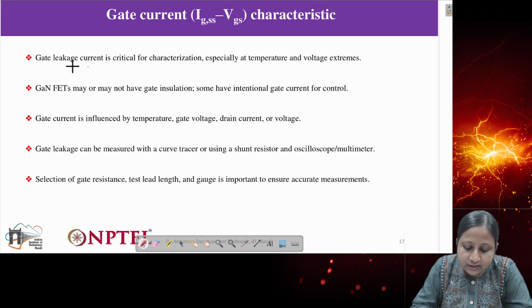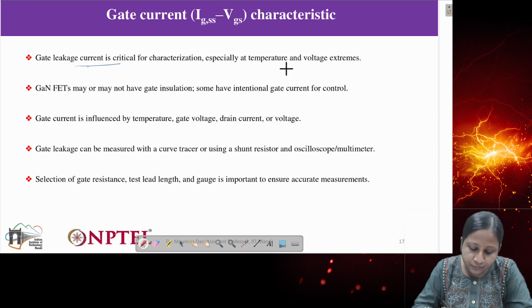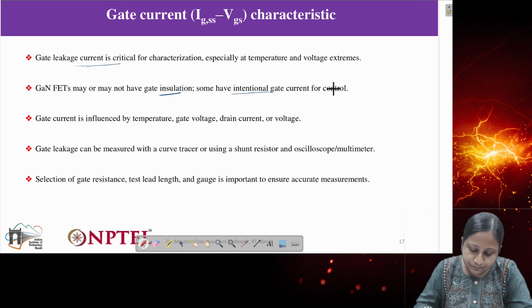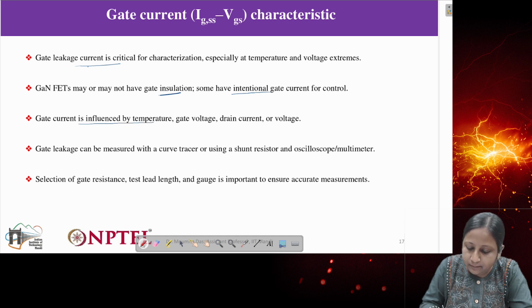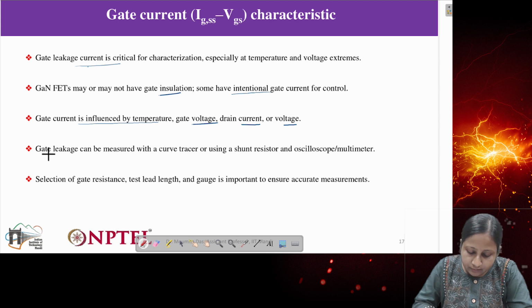So the gate leakage current is very critical for characterization, especially at temperature and voltage extreme points. How much it will change, that we need to know. The GaN FET may or may not have gate insulation. Sometimes we have an insulated gate or a non-insulated gate in the case of GaN, and some have intentional gate current for control. The gate current is influenced by temperature, gate voltage, drain current and voltage. Gate leakage current can be measured with a curve tracer or using a shunt resistor.